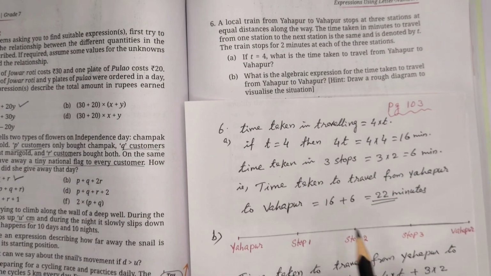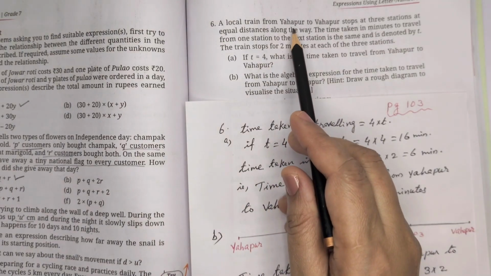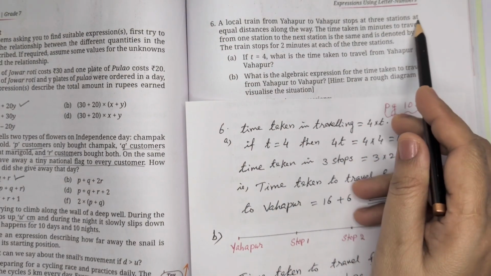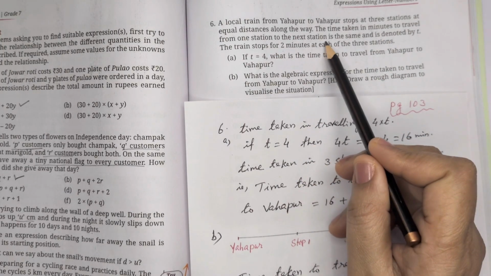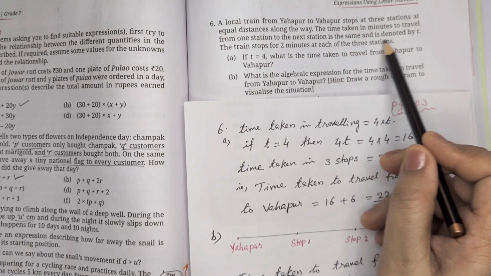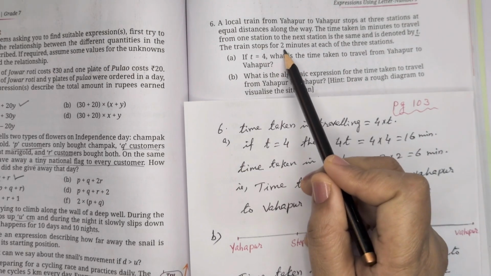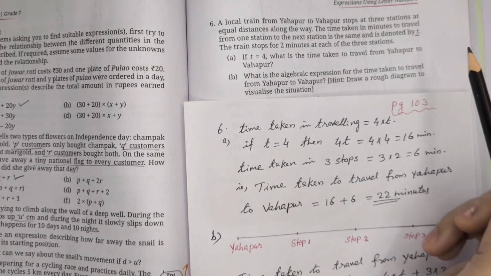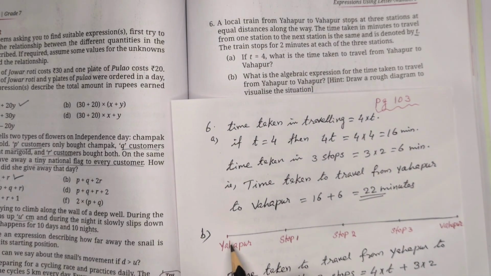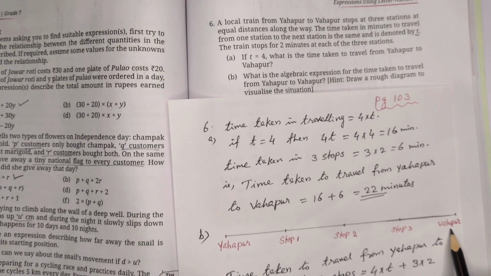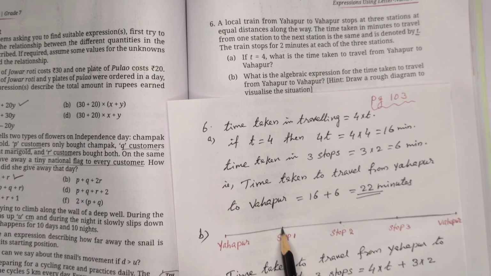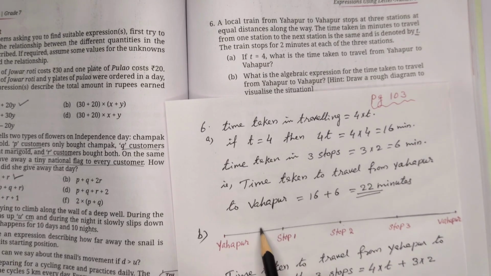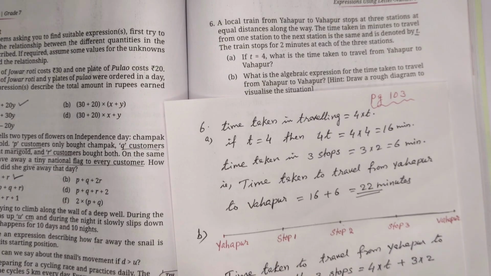Question number 6. A local train from Yahapur to Wahapur stops in 3 stations at equal distance along the way. The time taken in minutes to travel from one station to the next station is same and is denoted by T. The train stops 2 minutes at each of these 3 stations. So we can take the route like this way from Yahapur to Wahapur and 3 stops in between. Stop 1, 2, 3. So it is traveling from here to here, then again like that way 4 times. 1, 2, 3, 4 traveling part.